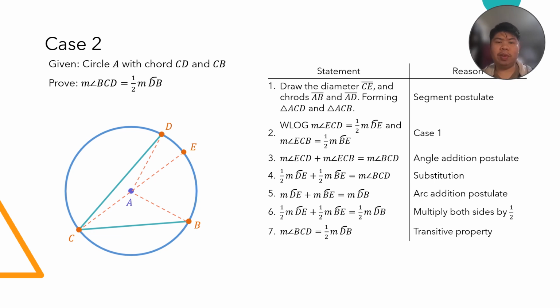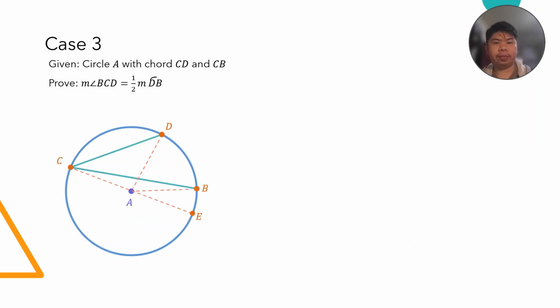Now, I saw some of you struggled with case 3, but it is actually very similar to case 2. So let's see how that goes. Again, we're given the circle A and two chords CD and CB, but this time the center is outside our inscribed angle. And again, we're proving the same thing, right? So I should have changed the letters, but you know, computers.